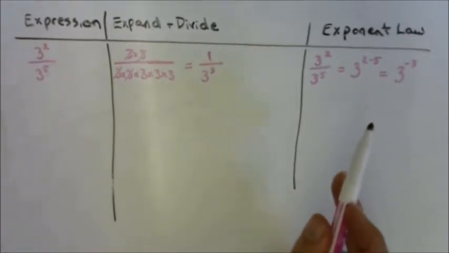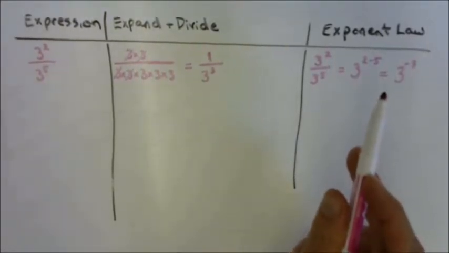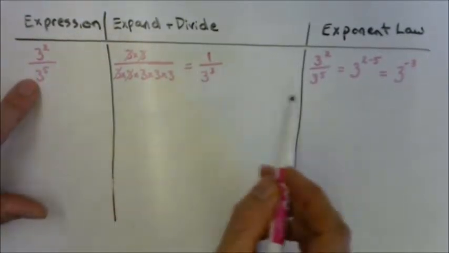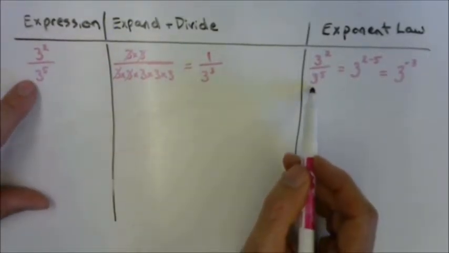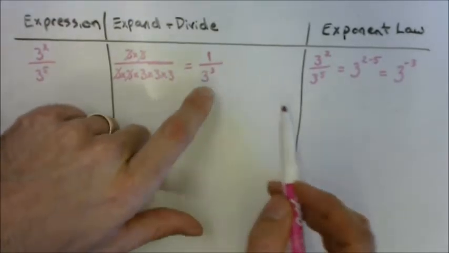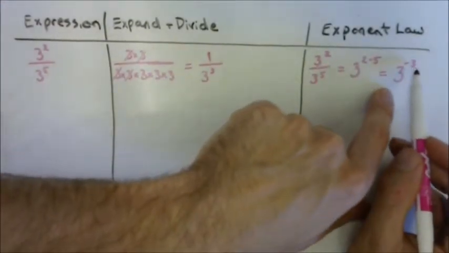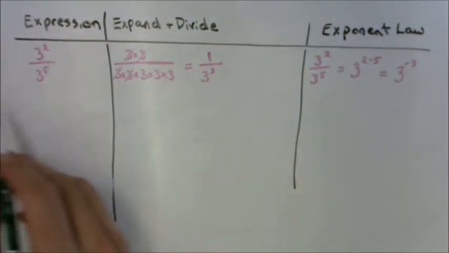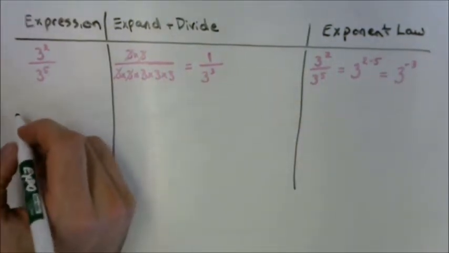After we do a few of these, you're going to see a connection. I'm sure you're almost already seeing it. We started with the same expression in both cases. Here we ended up with 1 over 3 to the power of 3. Here we ended up with 3 to the power of negative 3. So you should already be able to see a connection. Go ahead and draw a line underneath that one. We're going to do a second one.